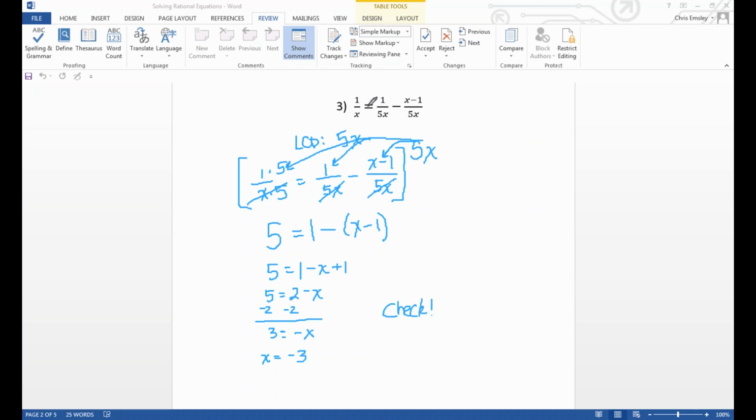So we go back, always check in your original equation. If I put -3 in place of x, do I get a 0? No, I just get -3. That one's okay. If I put -3 in place of x here, do I get a 0? I get -15, so that one's okay. And same thing here. If I put in -3, I get -15. That's okay. So x equals -3. That is our final answer.